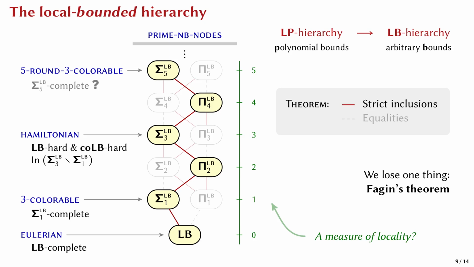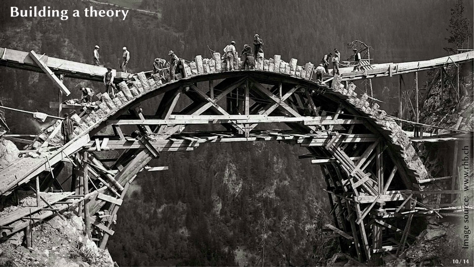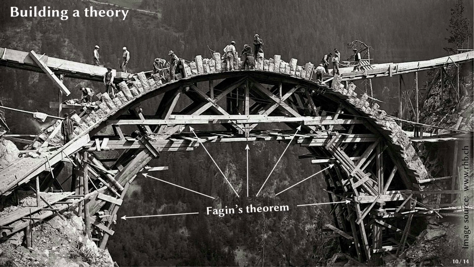Let me illustrate this with an analogy. Here's a picture I found on the website of a Swiss railway company. This was taken over 100 years ago, but I guess the photographer was not aware of one thing. They were taking a picture of Fagin's theorem. Can you see it? It's right there. It's this wooden structure upon which you can build a theory, and once you're done, you just remove the structure, but the theory remains standing.